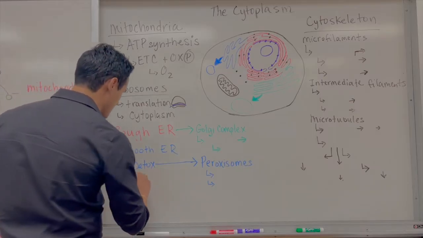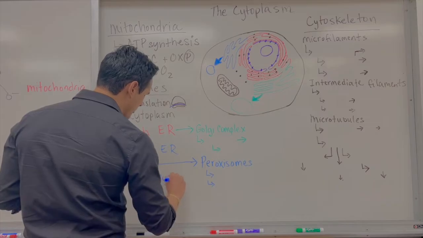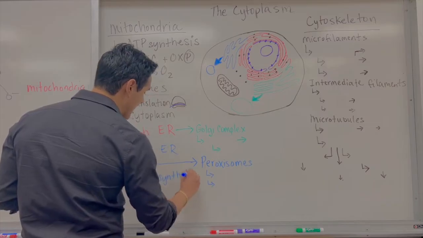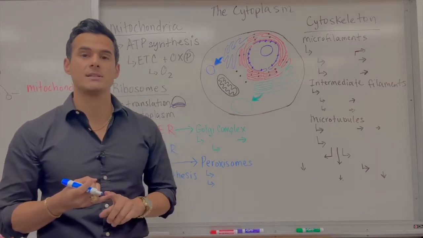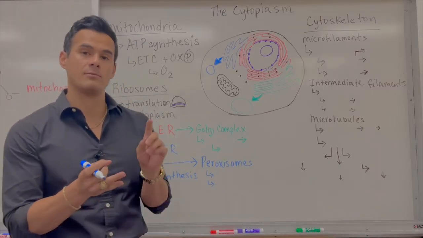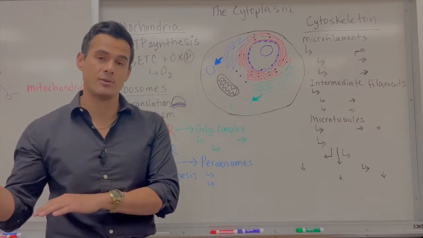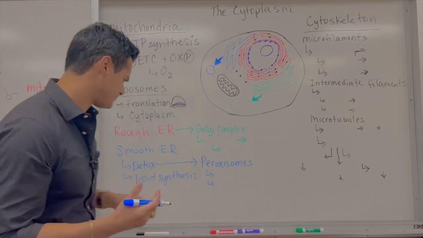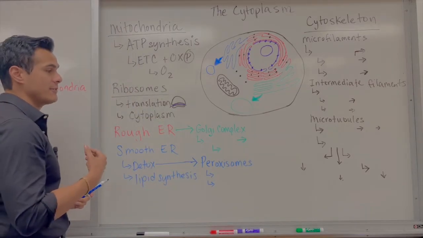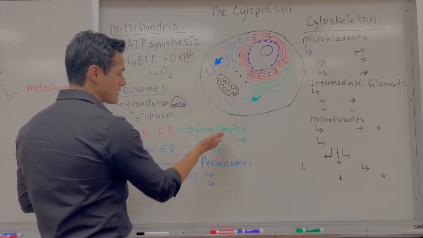Another one is lipid synthesis. When I talk about lipid synthesis, what I'm referring to are some of the different types of lipids. We can synthesize phospholipids, we can synthesize cholesterol, and once we have that cholesterol, that can then be used to synthesize steroids. Steroids including testosterone as well as estrogen. So now let's talk about some of the different organelles that are going to bud off of the smooth ER as well as the Golgi complex.